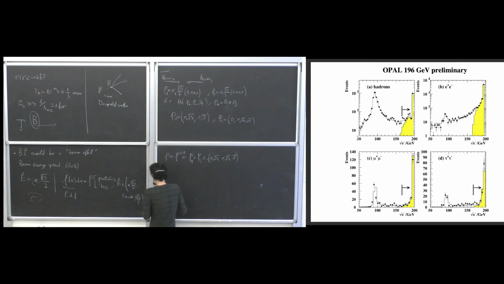So that is to say, the center of mass does not coincide with the lab frame, and we call y the rapidity of the center of mass, which is, as we saw, 1/2 the logarithm of p plus divided by p minus, which is 1/2 the logarithm of x1 divided by x2, right?